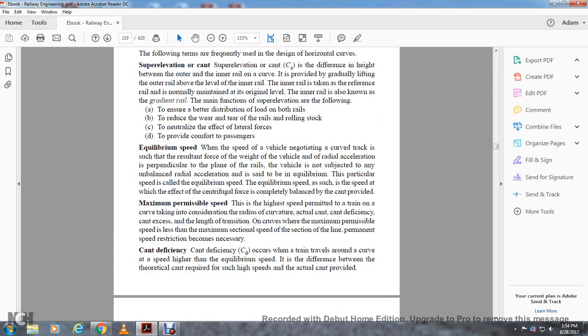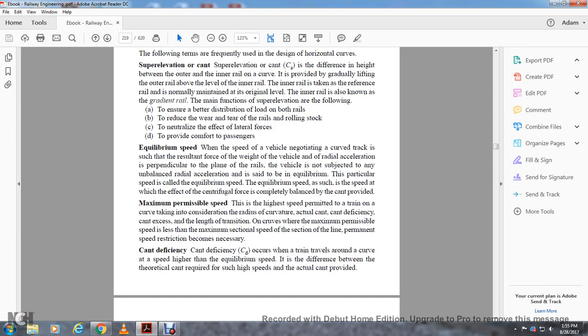Equilibrium speed is the speed of a vehicle negotiating the curved track at which the resultant of the weight of the vehicle and the radial acceleration is perpendicular to the plane of the rails. The vehicle is not subject to any unbalanced radial acceleration and is said to be in equilibrium. This speed is called the equilibrium speed. It is the speed at which the effect of the centrifugal force is completely balanced by the cant provided.